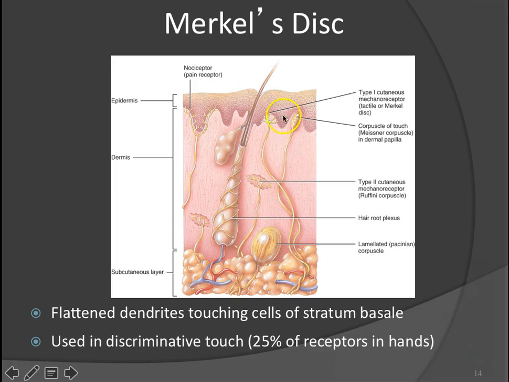Merkel's disc, on the other hand, is in relatively the same area as Meissner's corpuscle. In this case, the dendrites are flattened. They touch the stratum basale. And there's a lot of them; again, these are discriminative touch. These are things that are going to allow you to differentiate between very nice cotton sheets versus cheapo cotton sheets versus satin versus silk. We'll see that 25% of the receptors in the hand are this type. These will actually be even more sensitive to slight nuances than Meissner's corpuscle. Again, we don't have that capsule, so it allows them to be a little bit more specific.